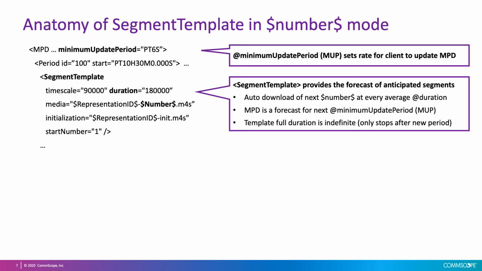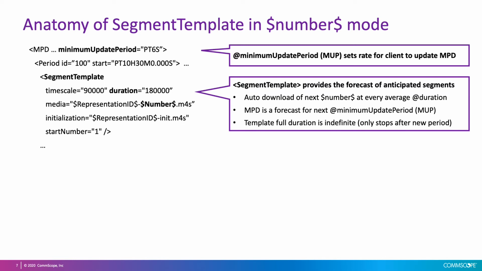So let's briefly show some of the details of the MPD for the number mode. The top of the MPD has that minimum update period. In this case, it's PT 6 seconds, which says that the client should update this MPD that's being seen in 6 seconds. And then it has the period that contains the media, and in this case, that media is presented as a segment template. And on that media line, you see the $Number$. That's a variable in the script that has a start number of 1, and then the duration of 180,000 ticks at the timescale presented here.